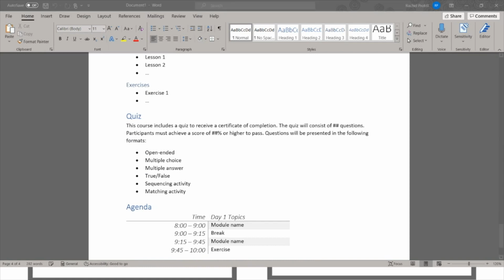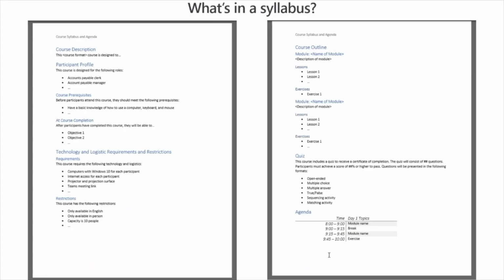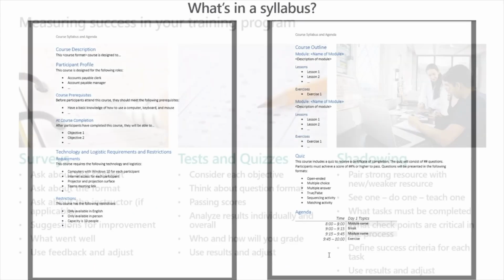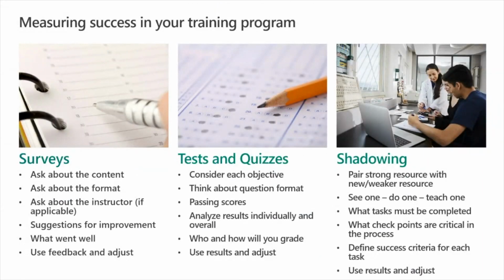All right, so switching back, I want to talk a little bit more about measuring success in your training program. There's a number of ways to measure success. You can create surveys. So you can ask about the content, ask about the format, ask about the instructor, ask for suggestions for improvement, what went well.